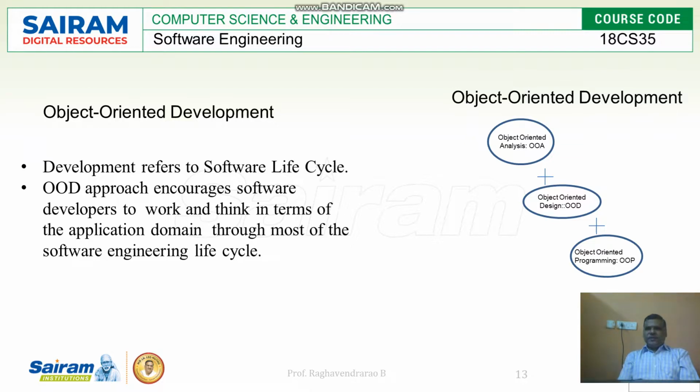Object-oriented development. Here there is a cycle. As we proceed with the first chapter, there is the waterfall model, and that is how the flow goes. Similarly, here also you have the software life cycle. Object-oriented development contains what? Object-oriented analysis, object-oriented design, and object-oriented programming. All three together are called object-oriented development.